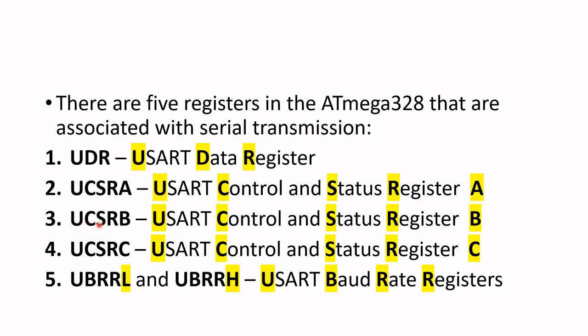Then the UCSRB, USART control and status register B. Then there is the UCSRC, USART control and status register C. Then finally, but not least, there are the USART baud rate registers. Now, these are two 8-bit registers. So the first one is UBRRL, L for low byte. Then there is UBRRH, H is for high byte. Let's take a closer look at these registers now.